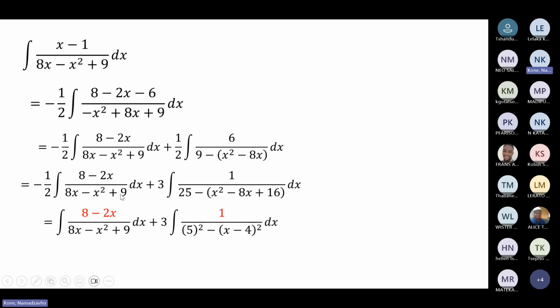Now, the next part. You see now here, there is something wrong. The minus half is not there anymore for this part, which is wrong. The minus half here is still there, but here it's not there.